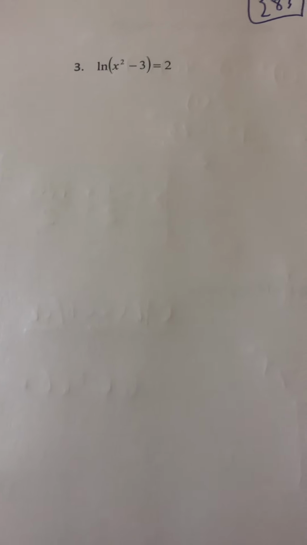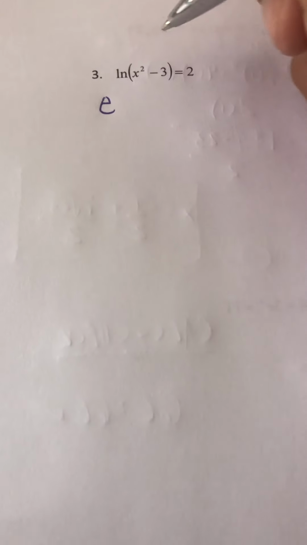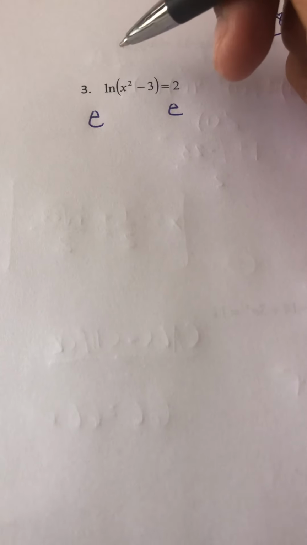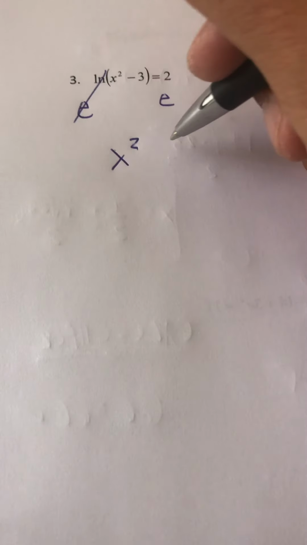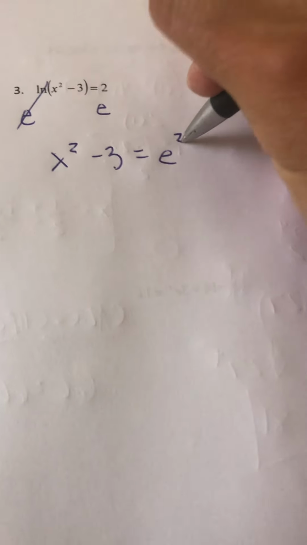The last one is a natural log. So we're going to take e to both sides. So we're going to put both of these to the power of e. So when I do that, those are going to cancel out here. I'm going to be left with x squared minus 3 is equal to e to the second power.